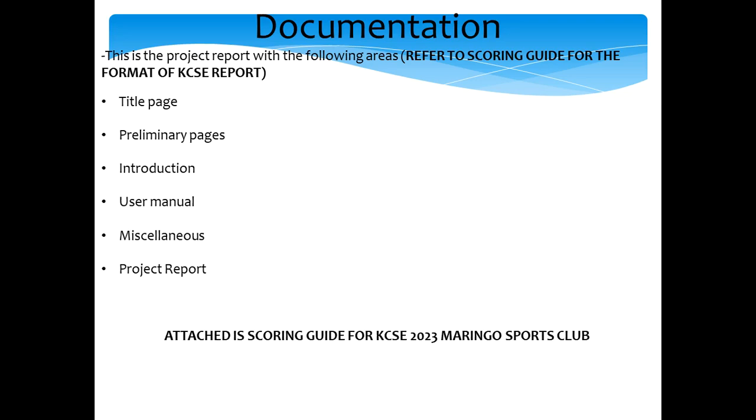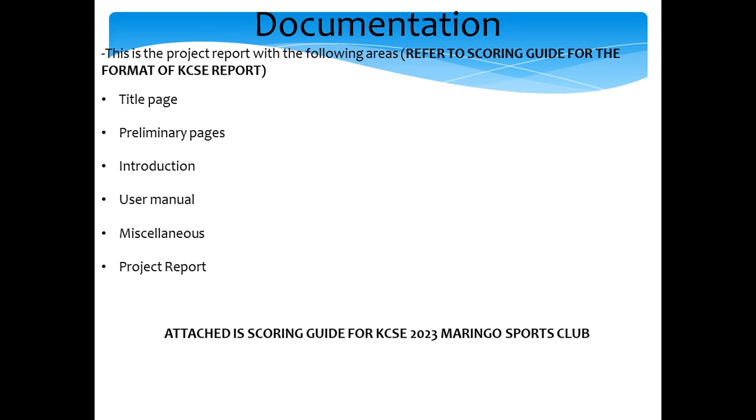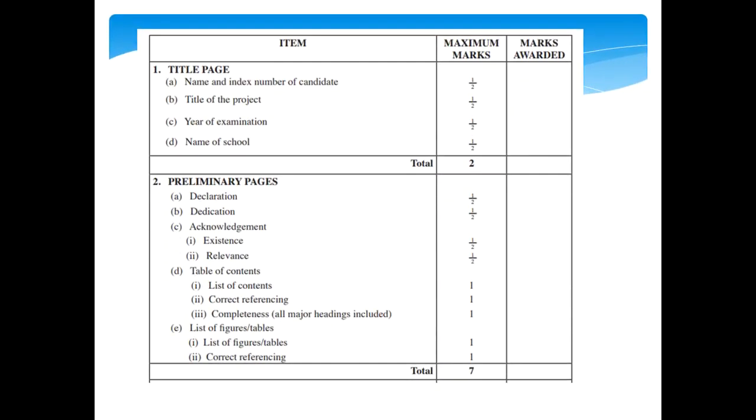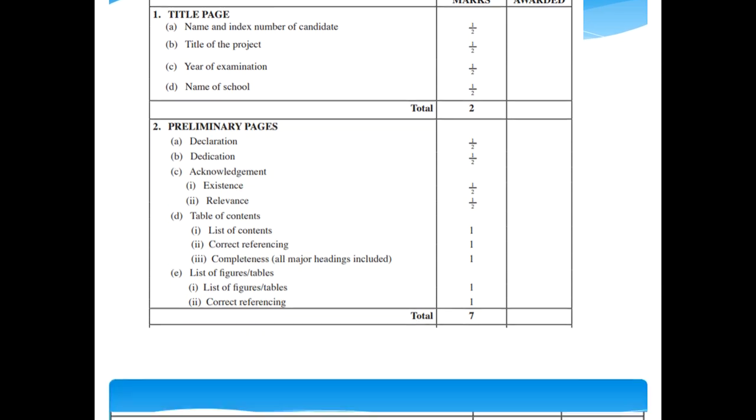So we have the title page, we have the preliminary pages, we have introduction, then we have user manual, miscellaneous, and then we have project report. So basically this is how the scoring guide looks. You have one, just go through it. So you have the title page, you are expected to have the name and index number, title of the project, year of examination, and name of the school. Then the preliminary pages, you shall have the declaration, dedication, acknowledgement, table of contents, list of figures.